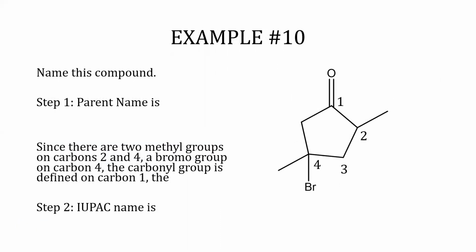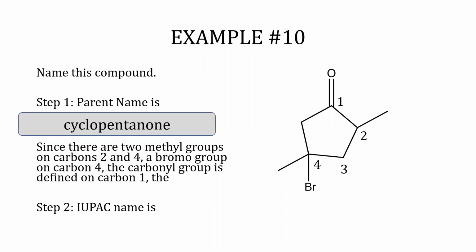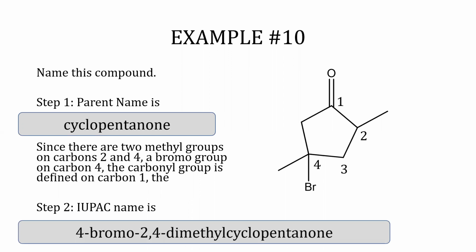Example 10 has a parent name of cyclopentanone. Since our two methyl groups are on carbons 2 and 4 and a bromo group is on carbon 4, the carbonyl group is defined on carbon 1. The IUPAC name is 4-bromo-2,4-dimethyl cyclopentanone.